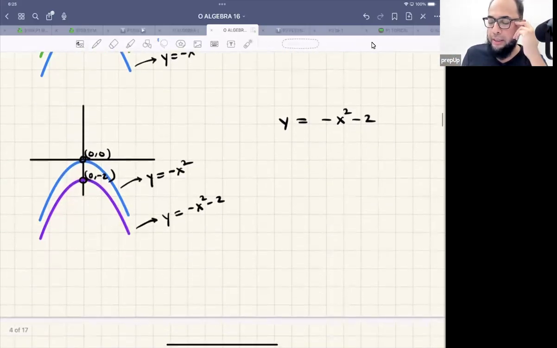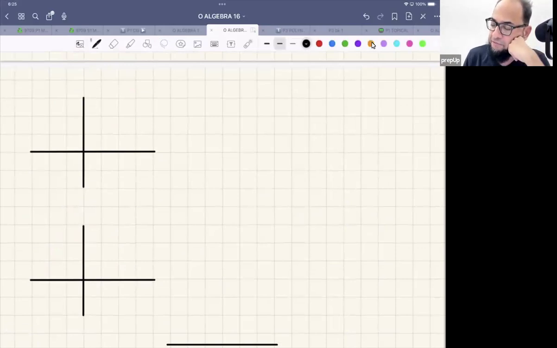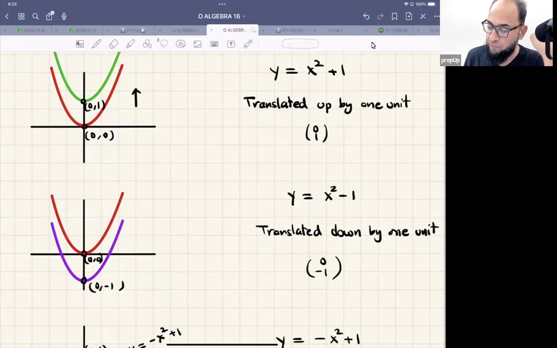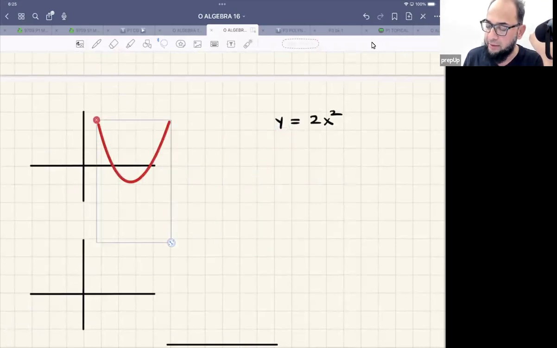So now let's resume. Let me focus on the graph y is equals to 2x square. So let me choose the graph from here. This is y is equals to x square. That's the red one.